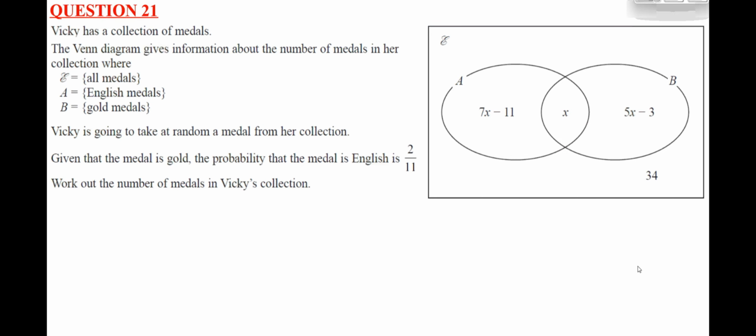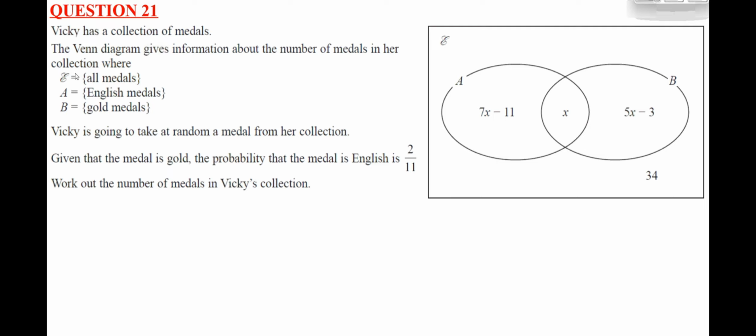And finally, question 21. You've made it, the very last question of the paper. It's a Venn diagram question and probability, so let's get straight to it. So Vicky has a collection of medals. Good for her. And this Venn diagram I've put to the right-hand side. It shows information about the number of medals in her collection.